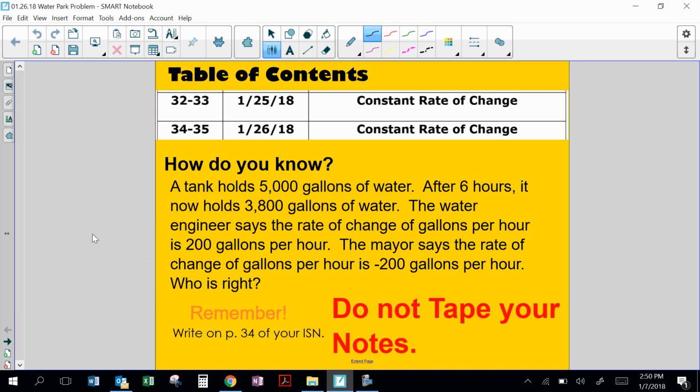Welcome. This is the second part of constant rate of change. So let's look at our number routine. A tank holds 5,000 gallons of water. After 6 hours, it now holds 3,800 gallons of water.